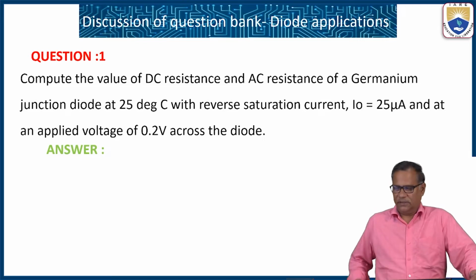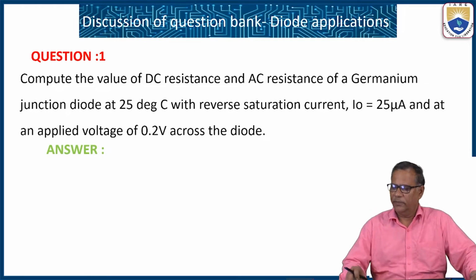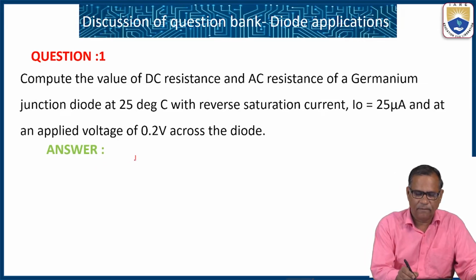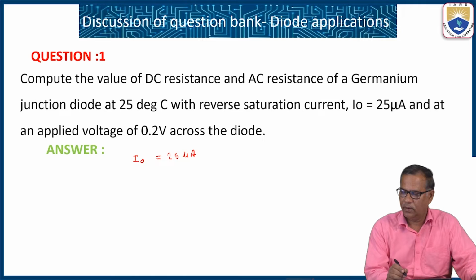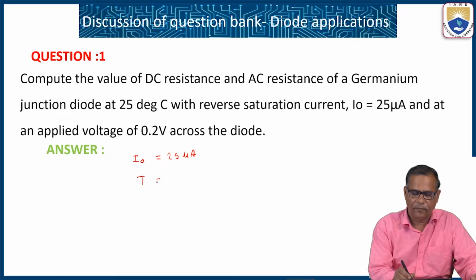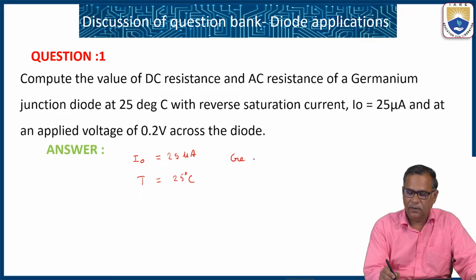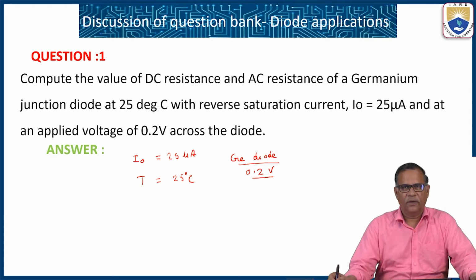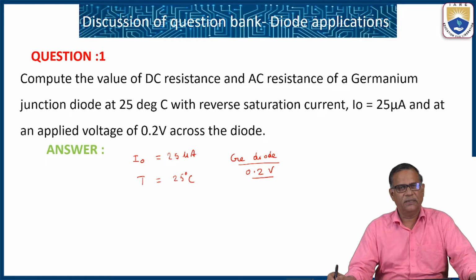Now I'll give you the solution for this. So in this problem, I0, which is the reverse saturation current, is given as 25 microamperes, and the temperature is given as 25 degrees centigrade, and it is a germanium diode, and the applied voltage is 0.2 volts. Now with these conditions, let us find out the DC resistance and AC resistance.